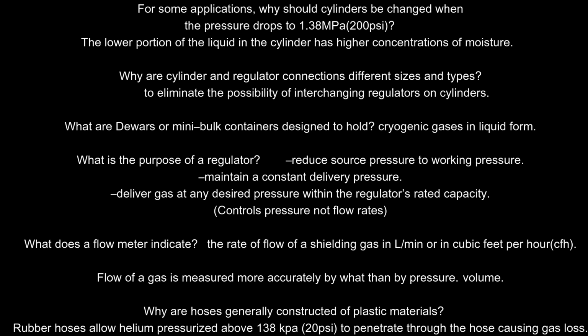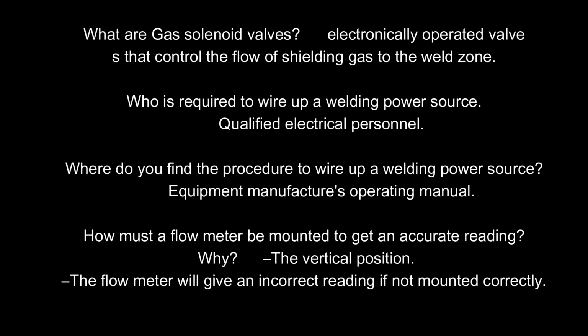Flow of a gas is measured more accurately by what than by pressure? Volume. Why are hoses generally constructed of plastic materials? Rubber hoses allow helium pressurized above 138 kilopascals, 20 psi, to penetrate through the hose causing gas loss. What are gas solenoid valves? Electronically operated valves that control the flow of shielding gas to the weld zone.